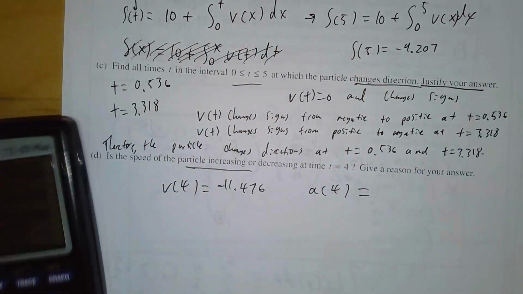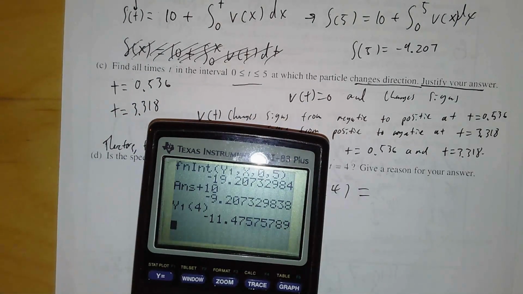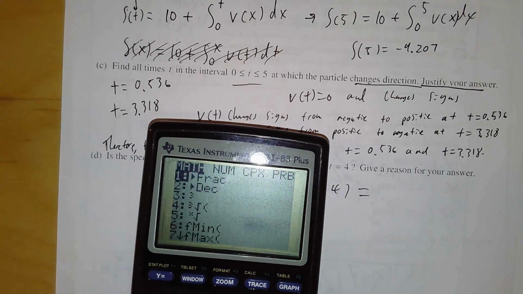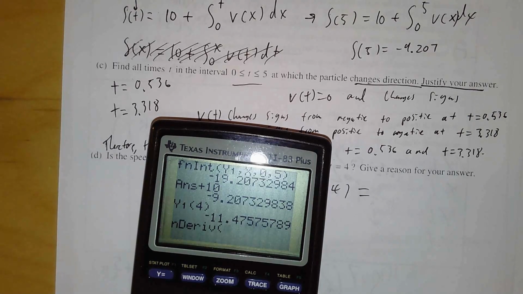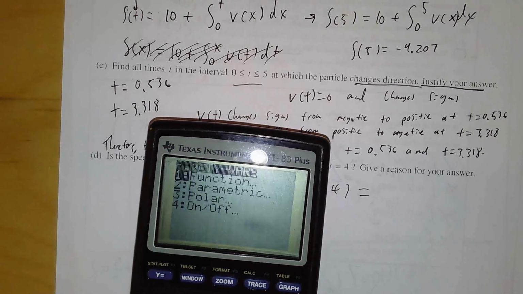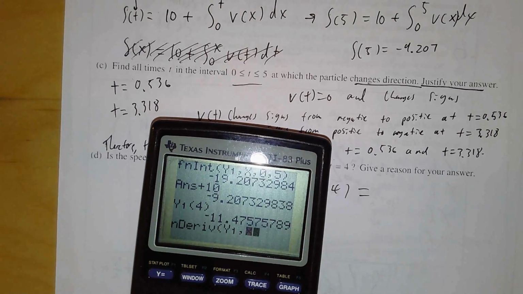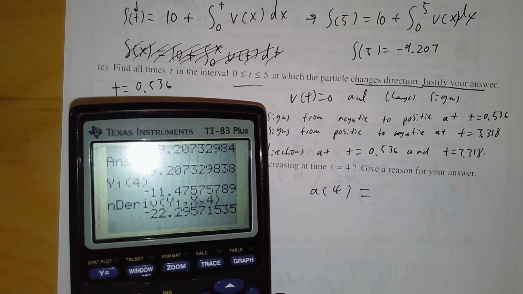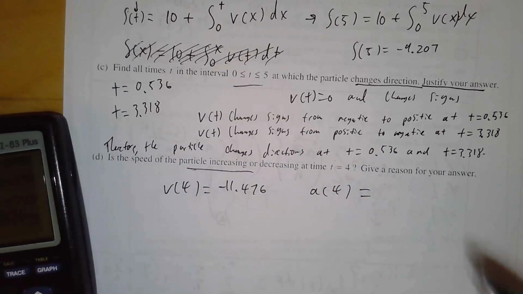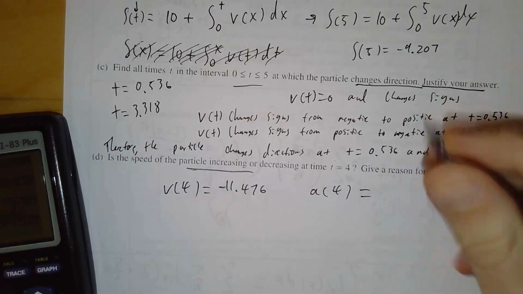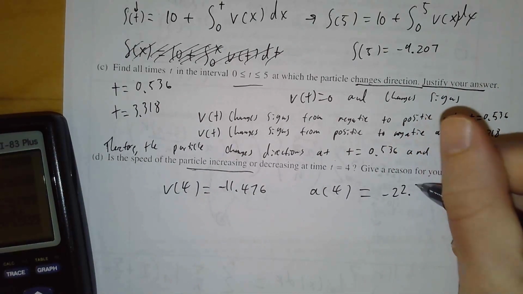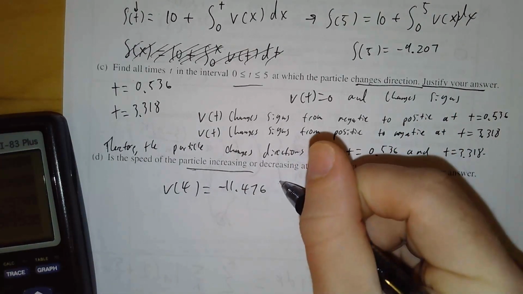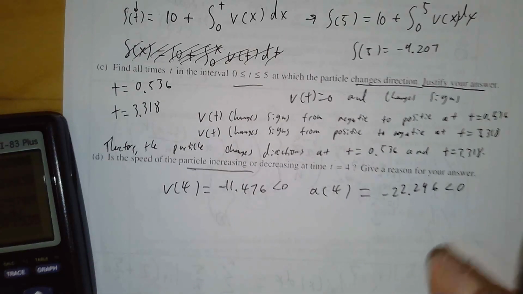Negative 11.476, and then a of 4, it means I need to take the derivative. To get from velocity to acceleration, you gotta take the derivative. So we do math 8, and again, instead of typing, I'm gonna copy and paste it. Vars, y vars function y1, comma x, comma 4, enter. Negative 22.296. So this is less than 0, and this is less than 0.